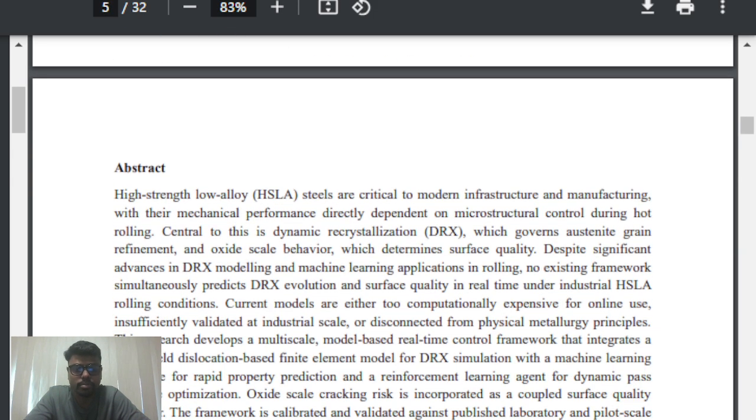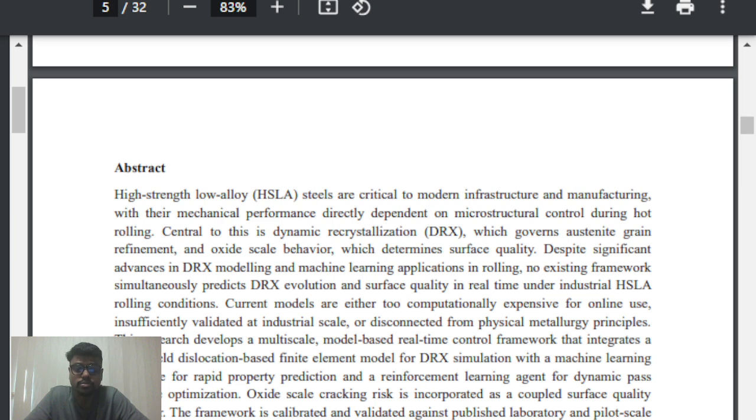To begin with this topic, this is important, because high strength low alloy steels, or HSLA steels, are widely used in infrastructure, transport, and similar places. These steels are valued because they provide high strength, good toughness, and relatively low weight. However, their final performance does not depend only on their chemical composition. It strongly depends on what happens to their internal structure during hot rolling.